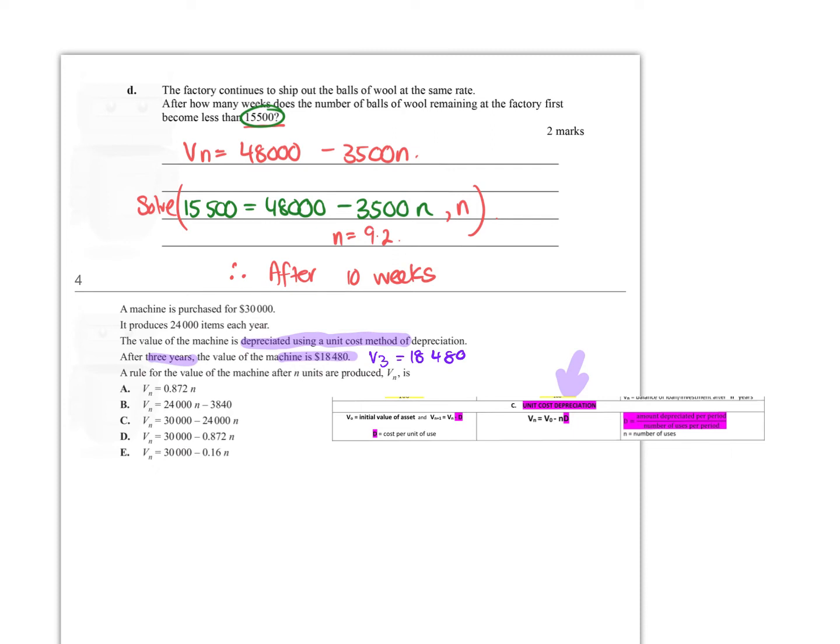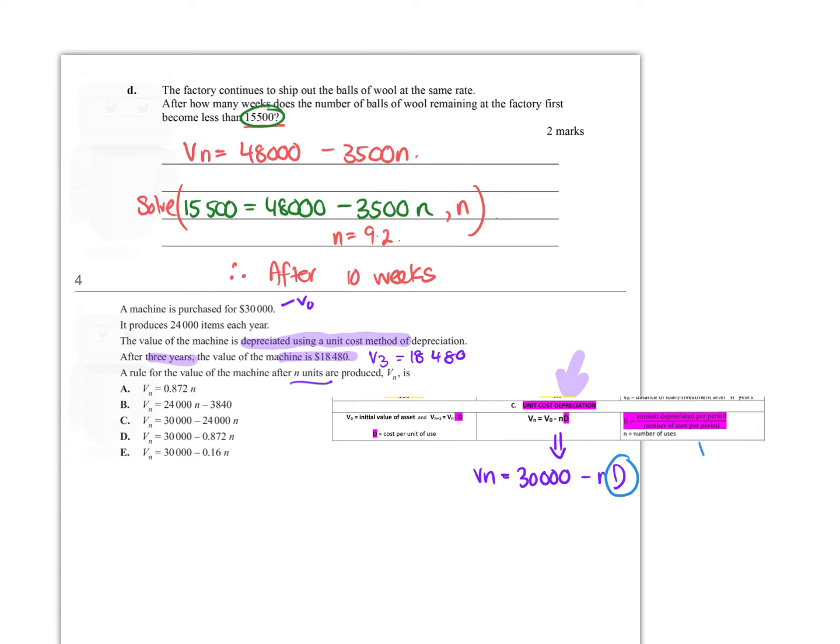Okay, and now it says write the rule for the value of the machine after n units. So that's the nth term. They want this. So when we write that out, we have to use V0, which I can see is 30,000, they told me. And then it's minus n times D. So once again, I need to work out what this D is.